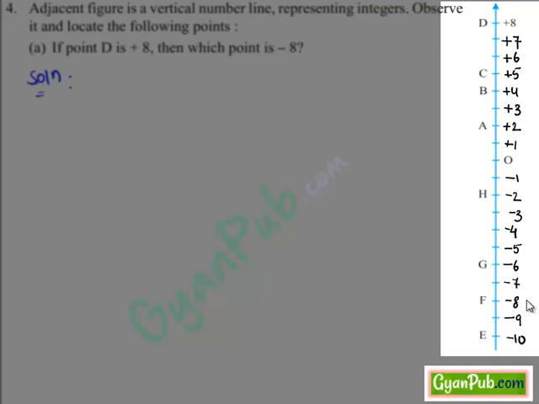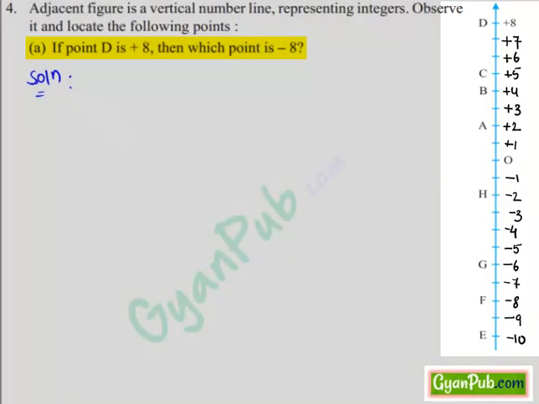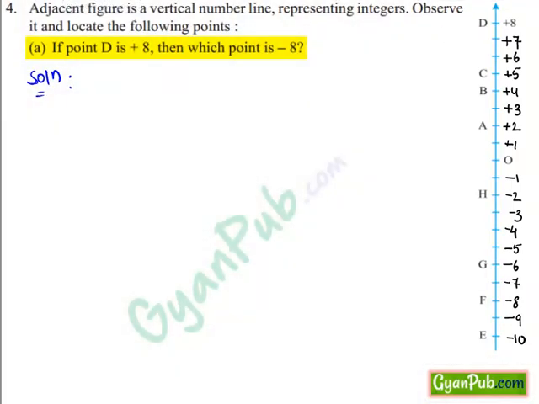Coming to the A bit, if point D is plus 8, then which point is minus 8? By observing this number line, point D has the integer plus 8, and which point has the integer minus 8? Here point F has minus 8. Mark this point. So, point F is minus 8. That is the A bit. Then take down the B bit.